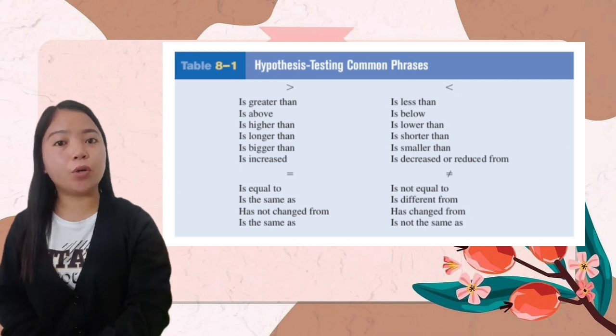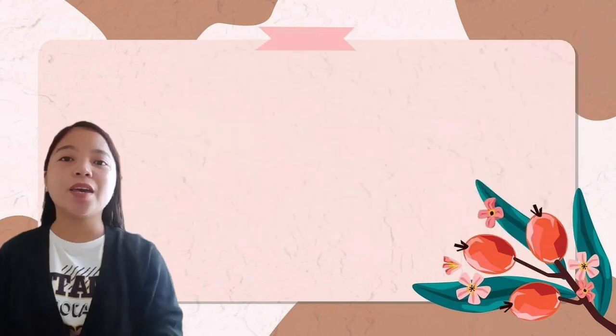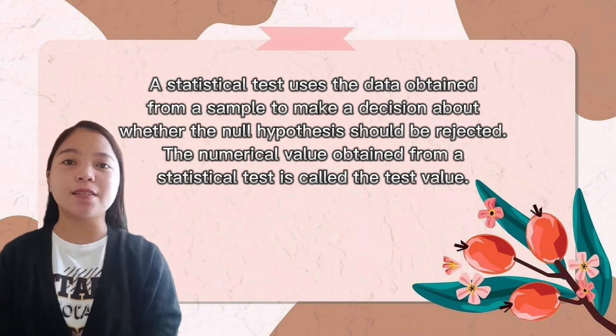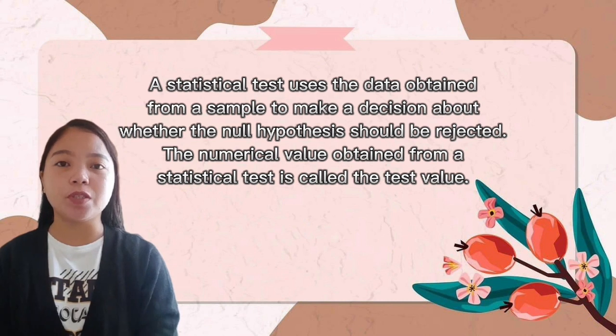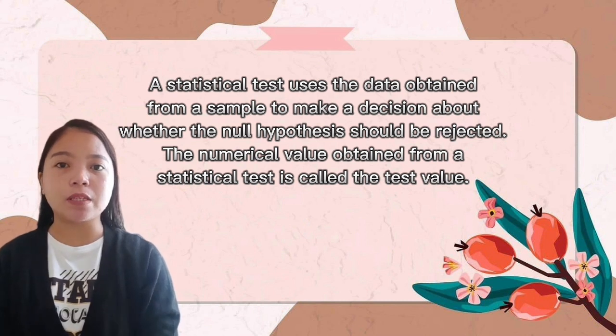This is helpful or useful in translating verbal conjectures into mathematical symbols. Here is where the concepts of statistical test and level of significance are used. A statistical test uses the data obtained from a sample to make a decision about whether the null hypothesis should be rejected. The numerical value obtained from a statistical test is called the test value.